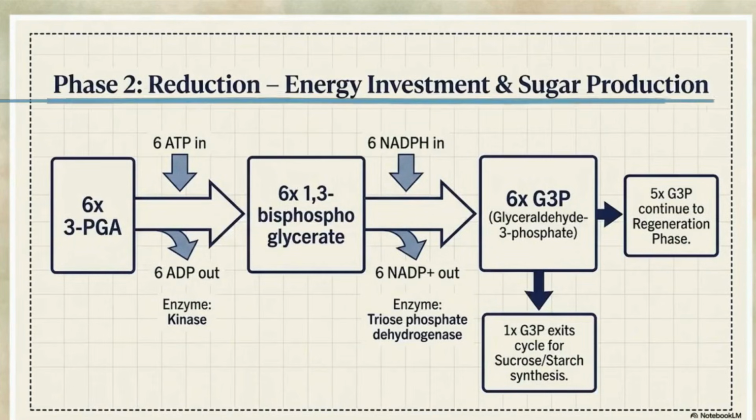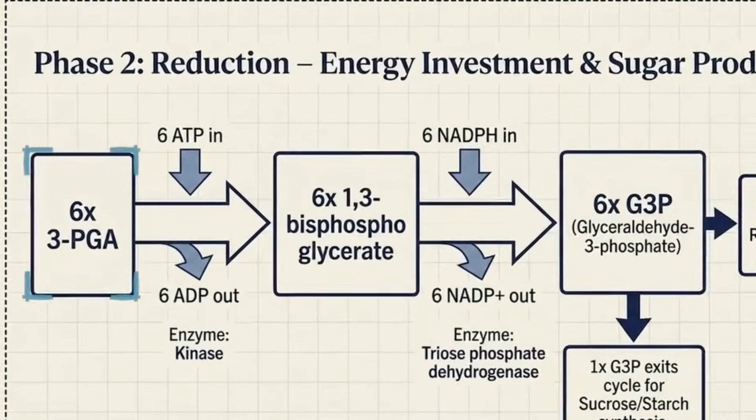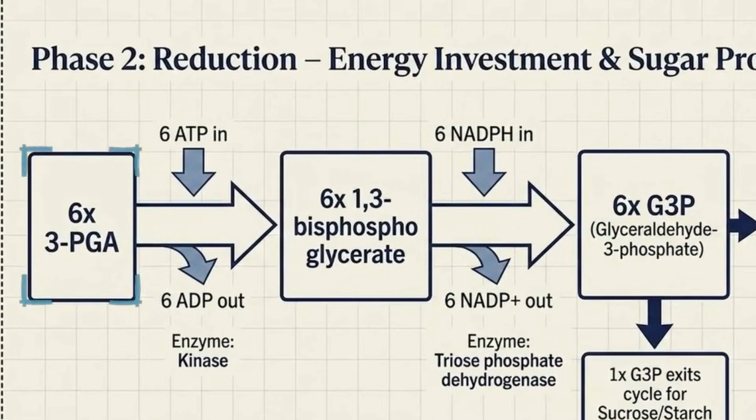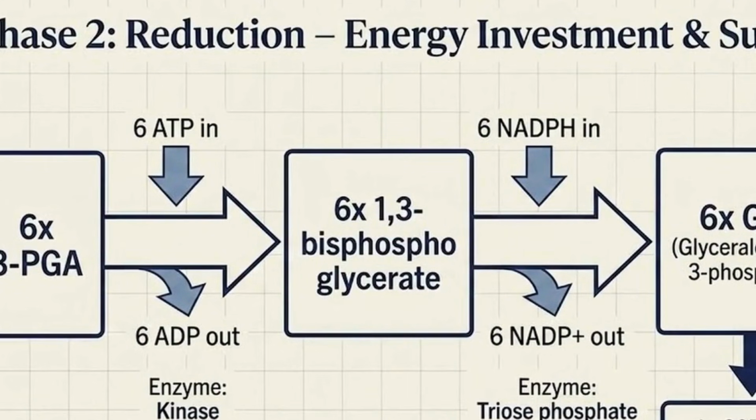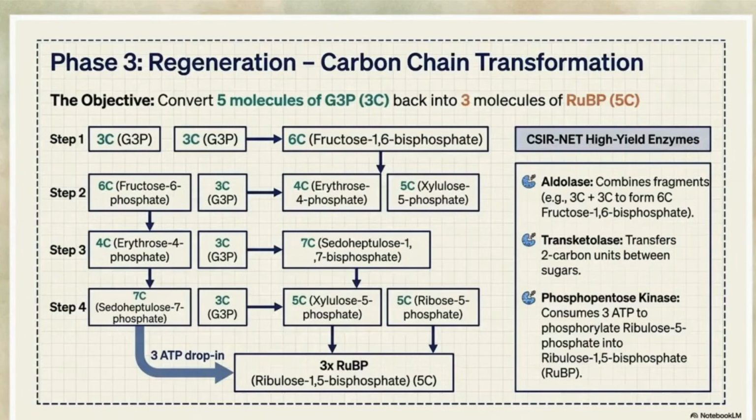If we drill down into phase 2, reduction, we can see exactly where the plant invests its assimilatory power to turn those newly formed 3-PGA molecules into actual sugar precursors. The chemical transaction here is strict. To achieve this reduction, the plant must spend exactly 2 ATP and 2 NADPH for every single CO2 molecule it fixes. The process continues into phase 3, regeneration.